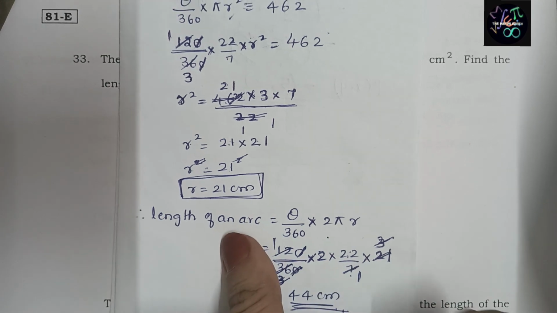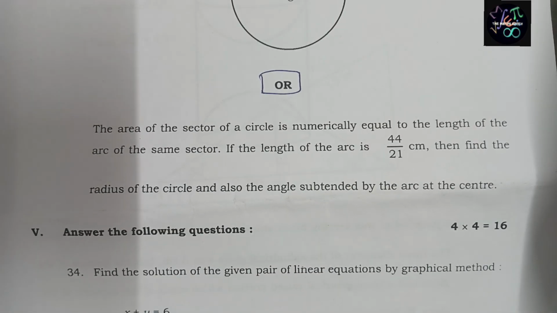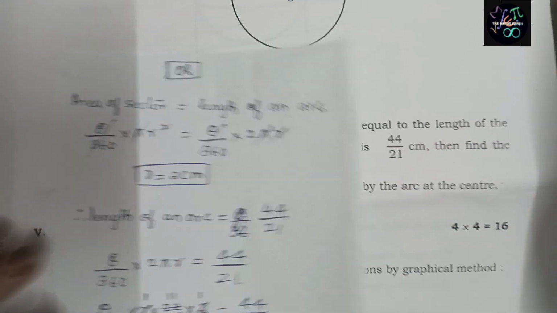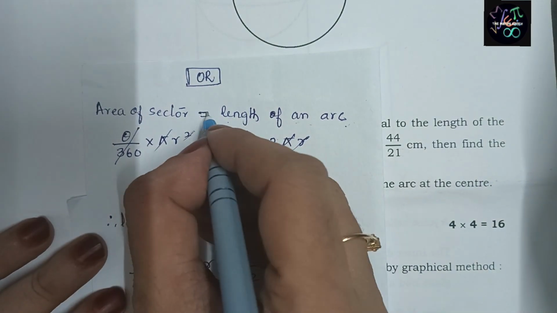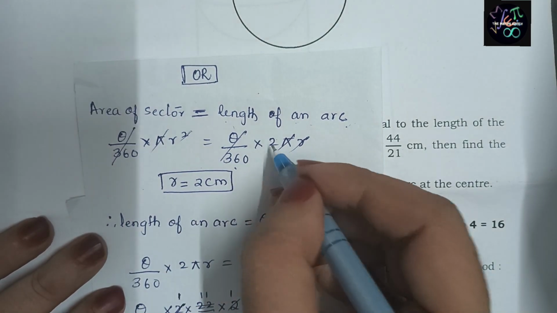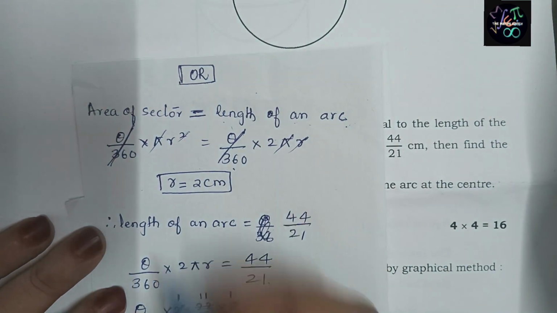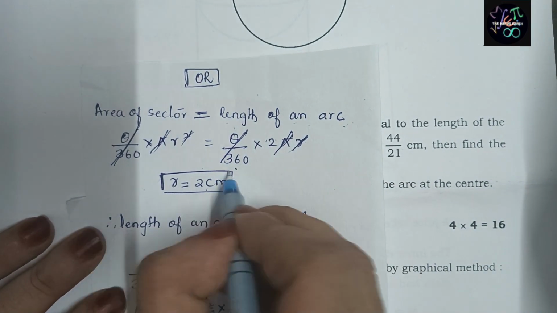Let us see the next question, because in this there is a choice question. So let us see. The area of sector of a circle is numerically equal to the length of an arc of the sector. If the length of the arc is 44 by 21, find the radius of circle and also the angle subtended at the center. Okay. So here I have solved. They have told area of sector is equal to length of an arc. So I will equate their formulas because they are numerically equal, they have told. So theta by 360 into pi r square is equals to theta by 360 into 2 pi r. So theta by 360 cancel, pi got cancel, one r got cancel. What remains? r is equals to 2 remains. So radius we got in one step.